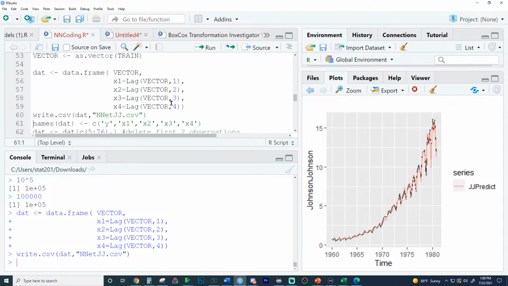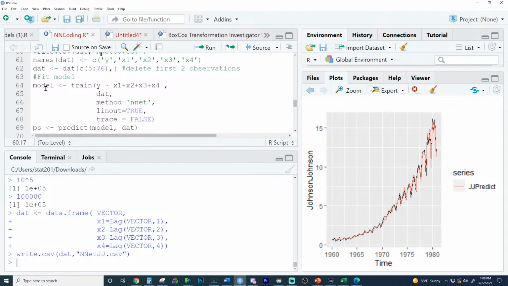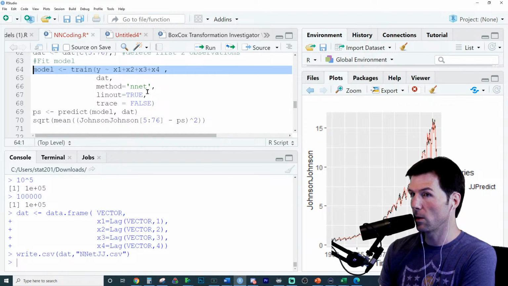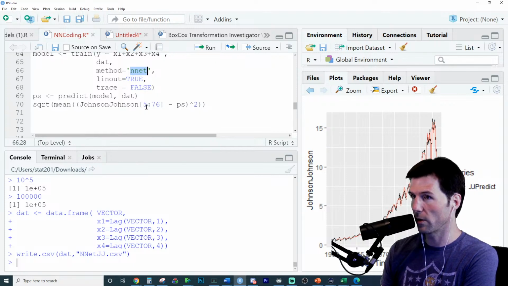creation is happening right here with the creation of the lagged variables. We're creating a data set with the lagged variables. This is where I was just writing my CSV file to look at. And then we're training the model right here, hence 474 crossover if you're in 474 today. And then we're using method neural net, the linout, the trace, which is going to control the output. And then we have our predictions being saved.